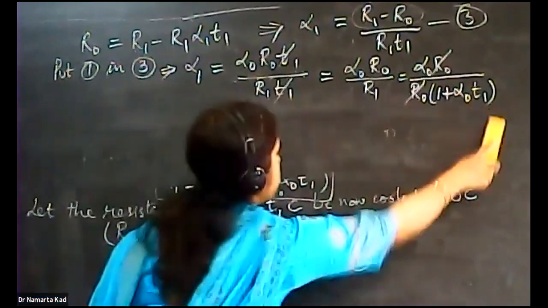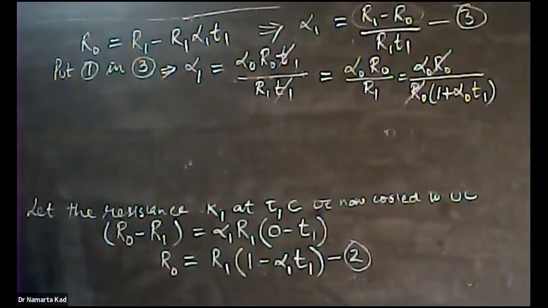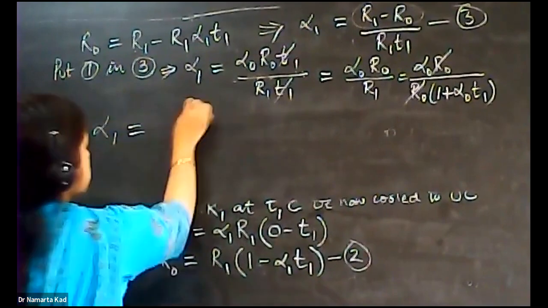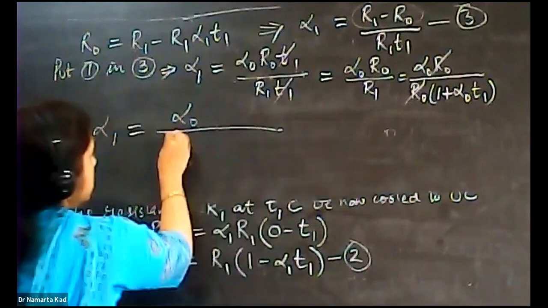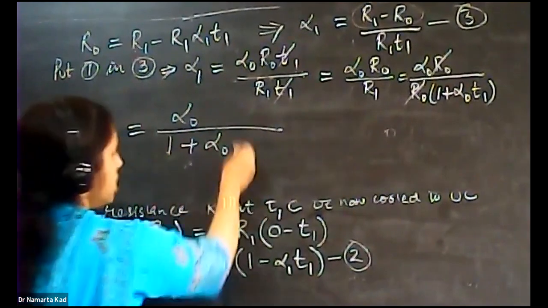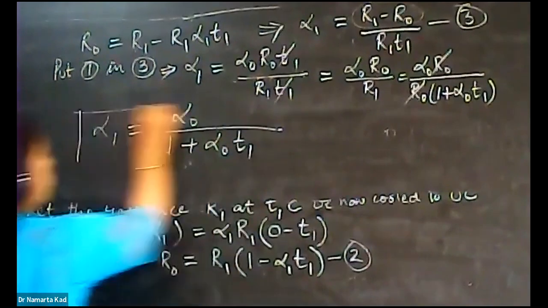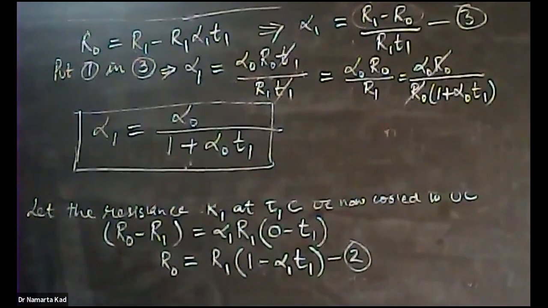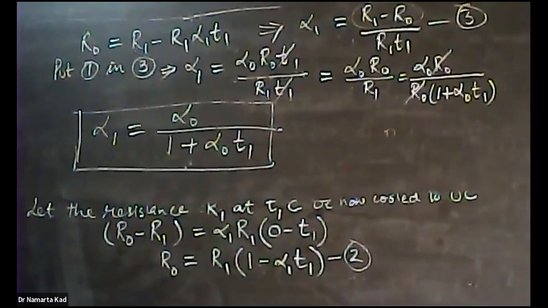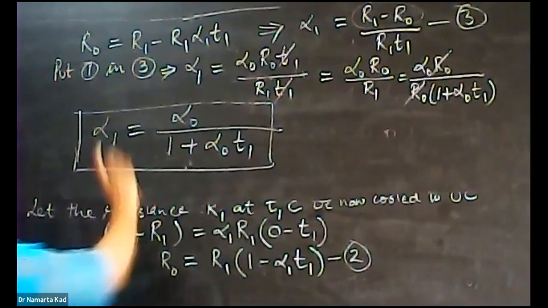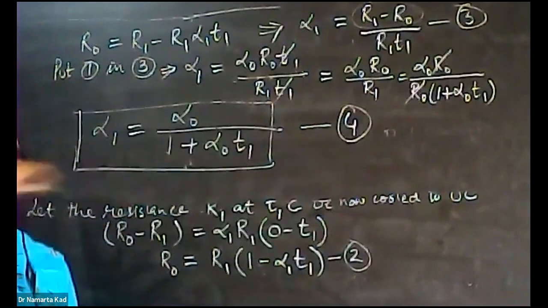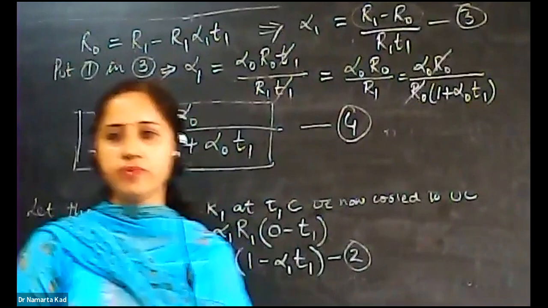So finally the relation between alpha naught and alpha 1 comes out to be alpha 1 is equal to alpha naught divided by 1 plus alpha naught T1. So this is the final formula that you have to use in the calculations for the relation between alpha naught and alpha 1. Just mark this as equation number 4, because from this equation we have to continue for our next derivation.